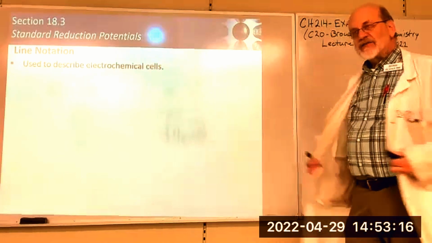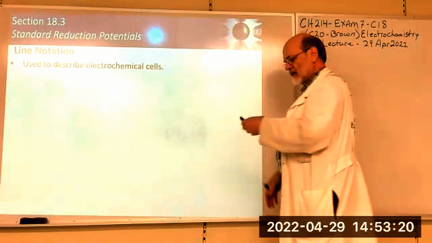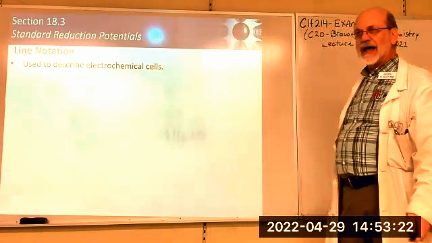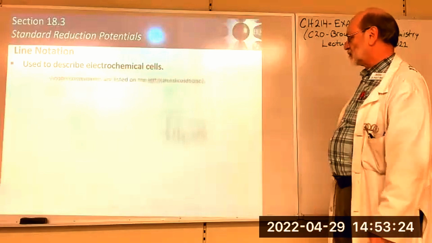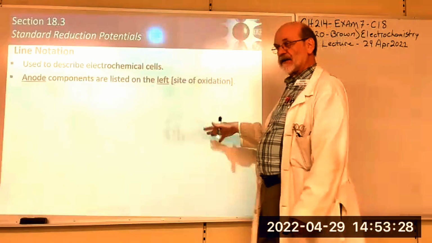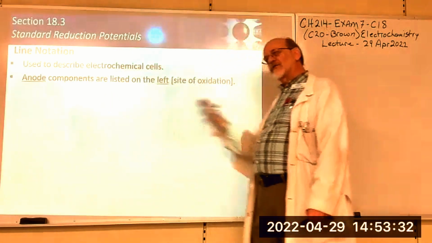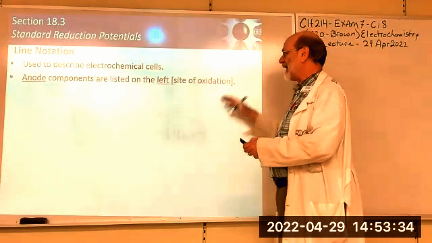Okay, instead of drawing out the whole picture of this cell and that cell, we've got a shorthand notation called line notation. And the line notation is set up just like the cell is. So the anode for the line notation is on the left-hand side, cathode is on the right-hand side when we write it out.